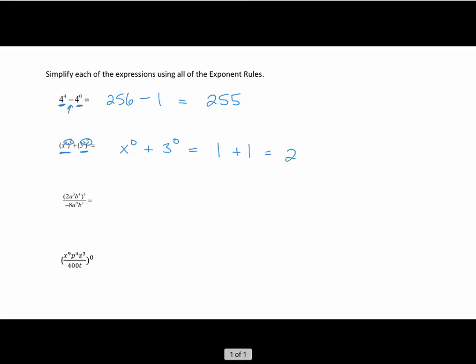In our third example, we've got a numerator and a denominator. But our numerator is stuck inside of this product to a power. So we do have to give that power to all of the factors in the numerator. So the first factor of 2 gets that power of 3. The second factor, a to the 3rd, gets that power of 3. And the third factor, b to the 4th, gets that power of 3.